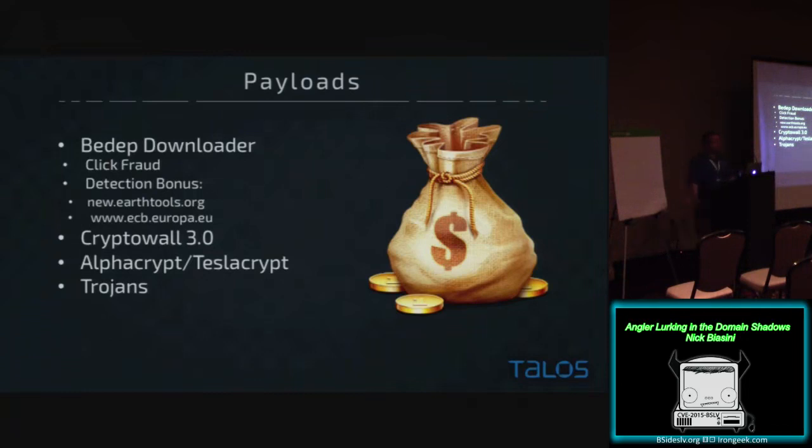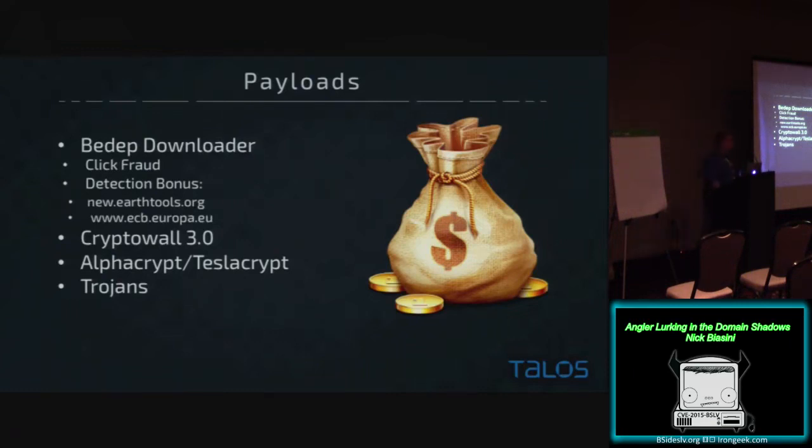But that's not the only payload. The overwhelming majority of the rest of the payloads were ransomware. Now, ransomware is basically just encrypting files, holding them ransom for money. The majority of the infections that we saw were CryptoWall 3.0. That's just kind of the favorite, I guess, among people that pay for Angler. We've seen other ones. We've seen AlphaCrypt, TeslaCrypt, recently saw CTB Locker. But there's an awful lot of ransomware being pushed by Angler.